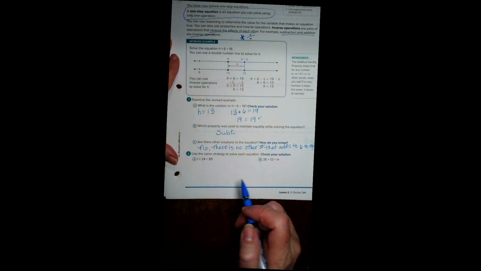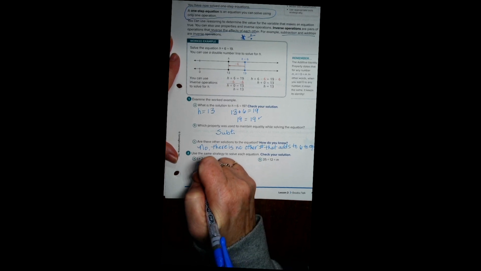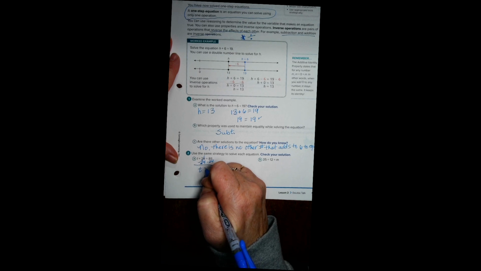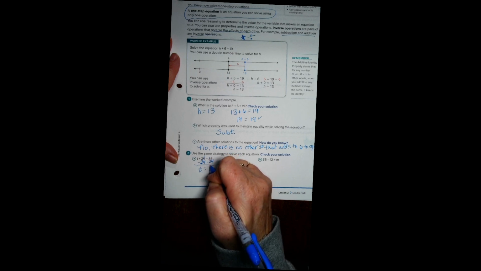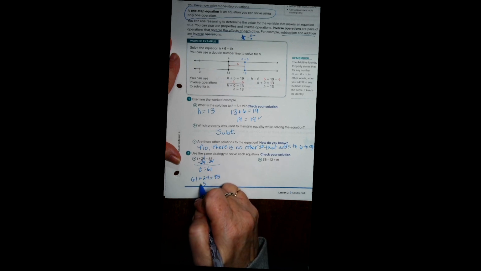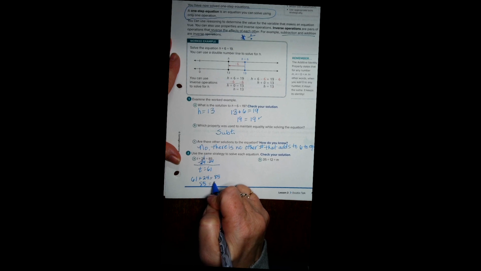Pause if you need to. Use the same strategy to solve each equation. So t plus 24, so the inverse operation of addition is subtraction. So we're going to subtract 24 from each. So here we have just the t equals 5 minus 4 is 1, 8 minus 2 is 6, 61. Checking our solution, 61 plus 24 equals 85. 1 plus 4 is 5. 6 plus 2 is 8. 85 equals 85. And it checks out.